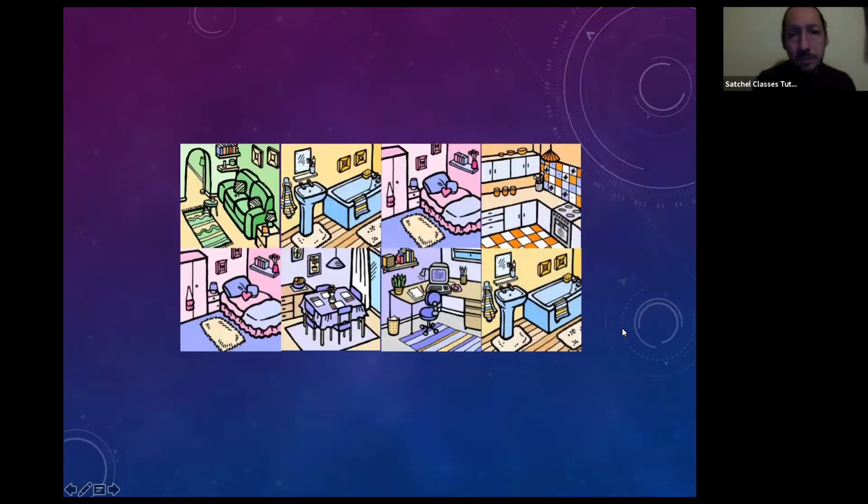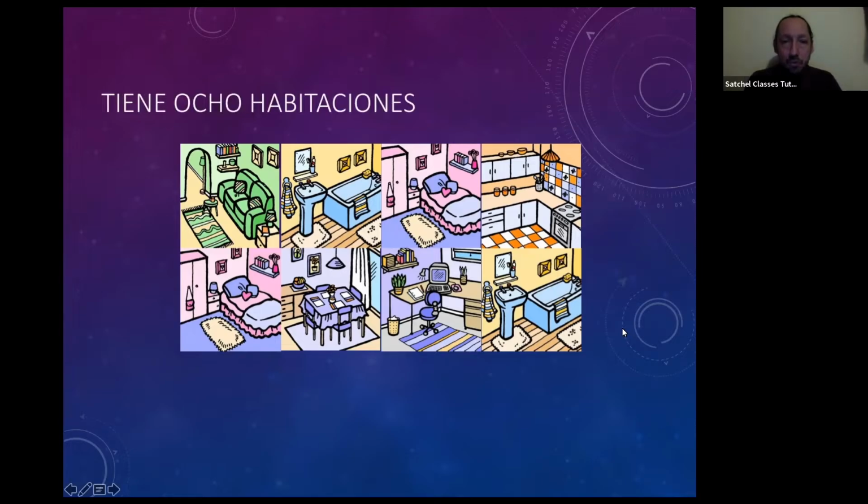Now, if we want to even improve our sentences, if we want to make them even better than what they already are, then we have rooms. Now, in this case, I have 8 rooms, or not me, but my house. So I would say this as tiene ocho. Now, this is a long word that you very likely will have to practice. Habitaciones. Now, if you want to use a more South American accent, you can say habitaciones. There is not a big difference, and people will understand exactly what you mean. Tiene ocho habitaciones.